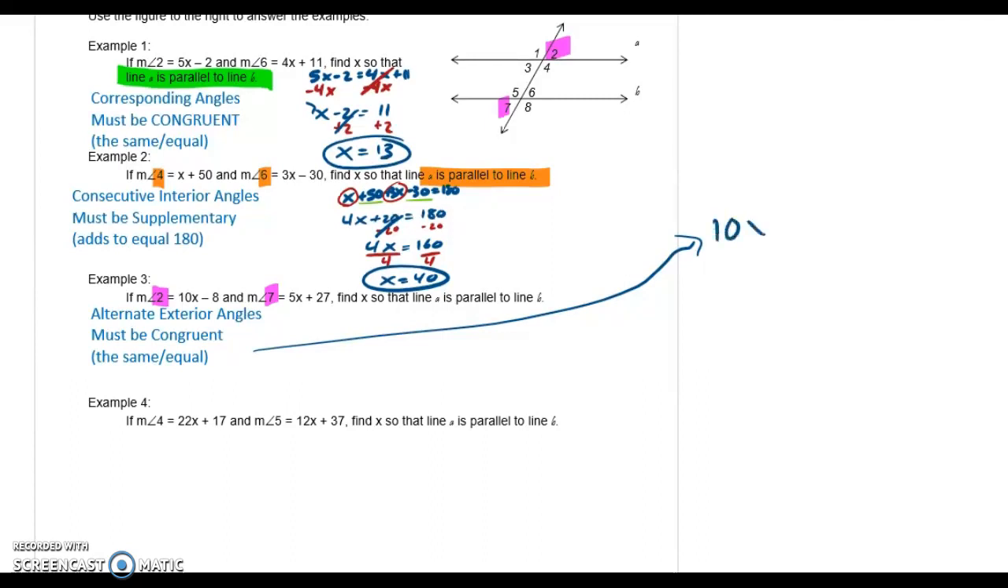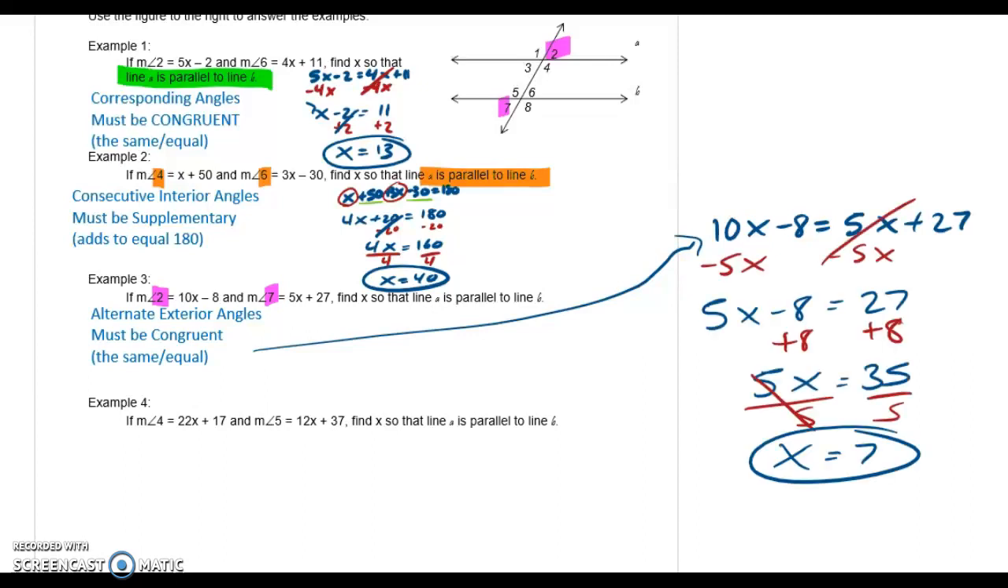We get 10x minus 8 must be equal to 5x plus 27. Go ahead and solve and see if you can get what the answer for x is. You should have gotten x equals 7. If you did not get that, please check your work and fix it on your paper.